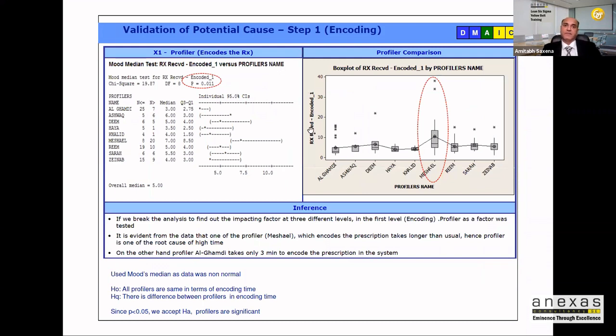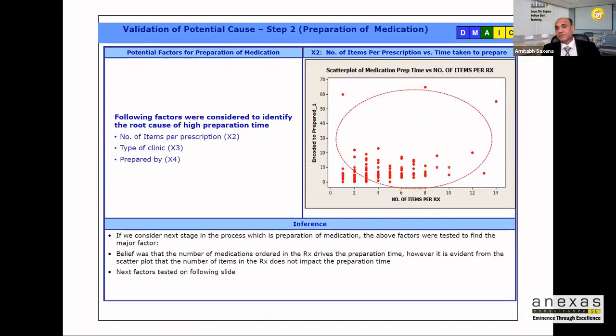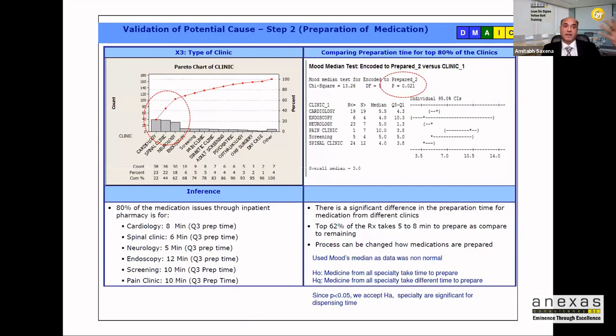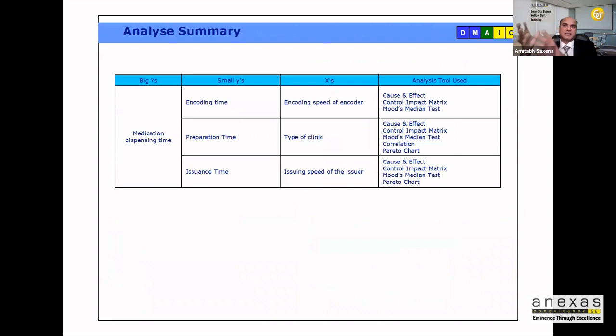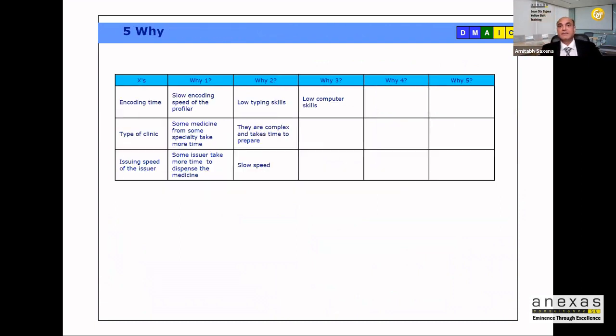Is the profiler affecting? Oh yes, it is. One or two need training. Is the number of items affecting? Well, not really. Is the type of clinic affecting? Oh yeah, cardiology, spinal clinic, and neurology are taking too much time, so let me investigate there. Let's do a Gemba investigation: preparer, issuer. You start doing this analysis, finally get your root causes, and then do a 5 why analysis.